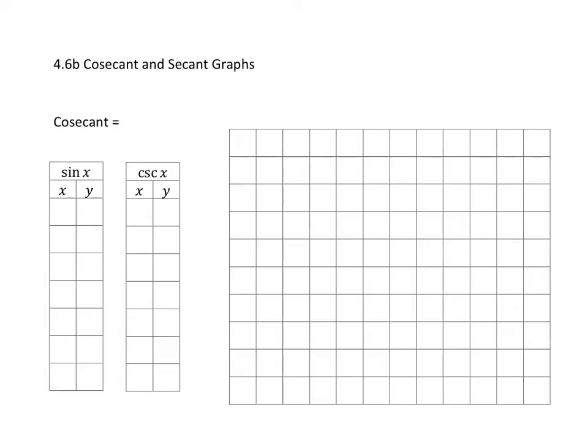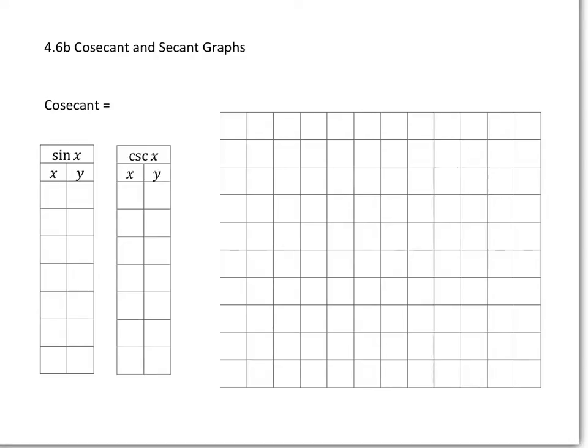These will be the last two graphs that we're going to graph, cosecant and secant. You should already know that cosecant is the reciprocal of sine. So cosecant equals 1 over sine x. So first let's write down some points for sine.